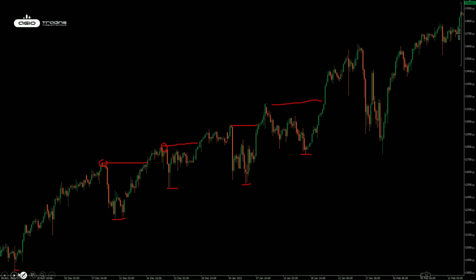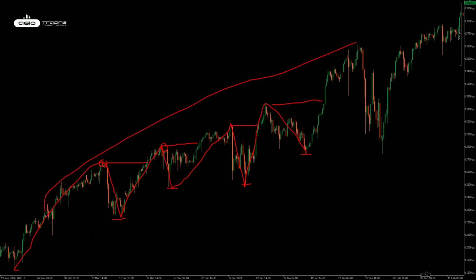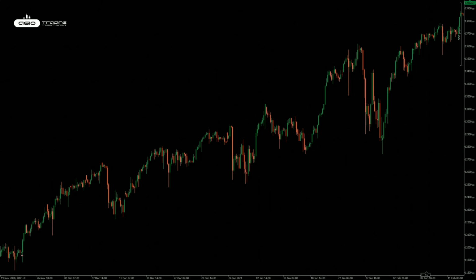When you connect them, they form the zigzag structure. Then you know that you have identified proper market structure, and this is what we consider as a trend. This is what we consider as a trend, and not this.